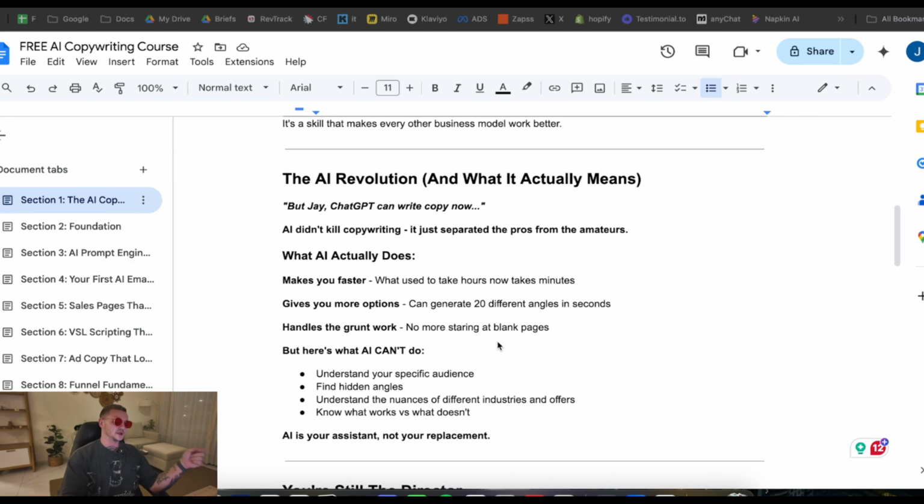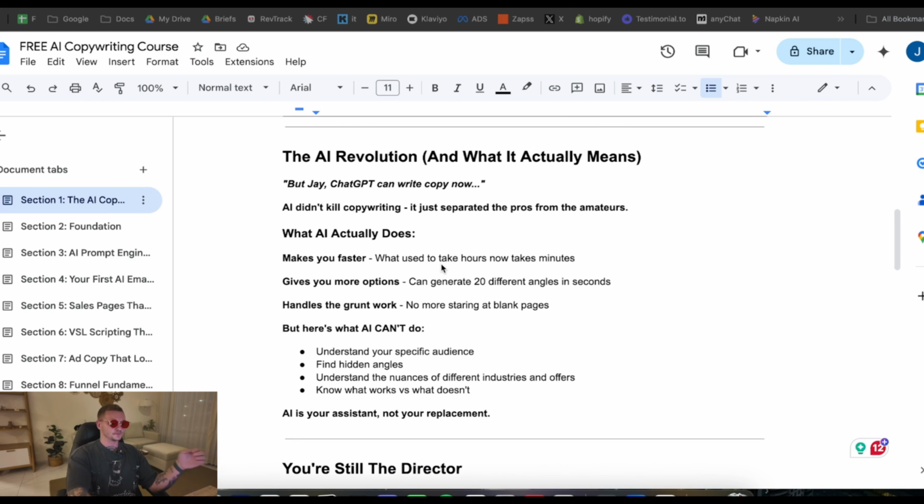In my opinion, AI didn't really kill copywriting. It separated pros from amateurs. If you could just write well, if you could just write nice emails, then AI probably replaced you. But that's not what copywriting is. Copywriting is understanding the underlying psychology of what makes people buy. That's what copywriting is.